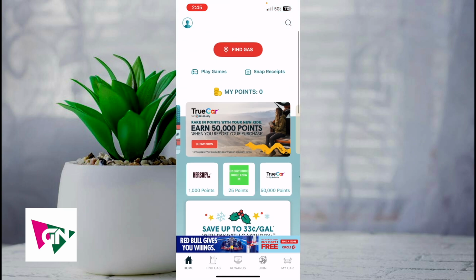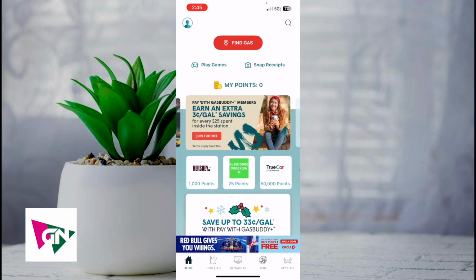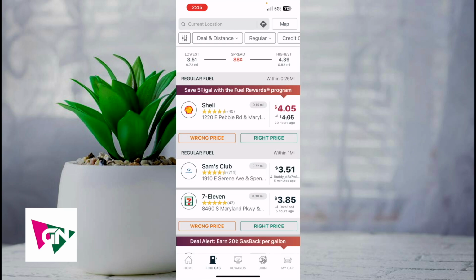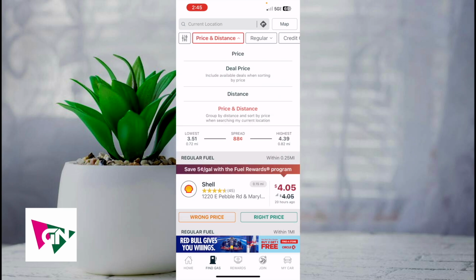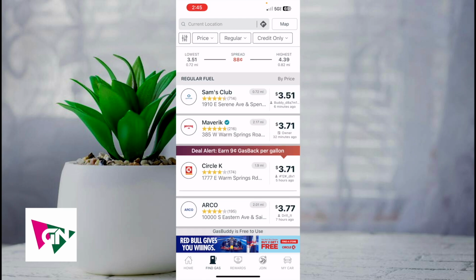So in order to use it, let's first go ahead and download it. And then all you've got to do is click on Find Gas. And what this is going to do is that it's going to find the cheapest gas near you. So at the top hand side, you have different filtering options where you can filter it by distance, price, and distance. You can filter it by price, so it will show you the lowest price.